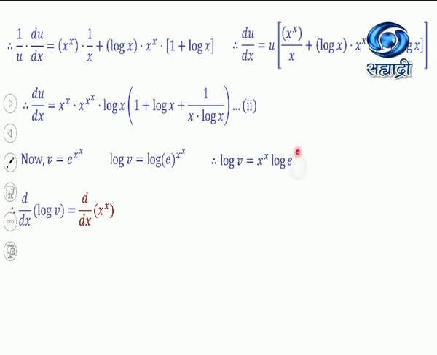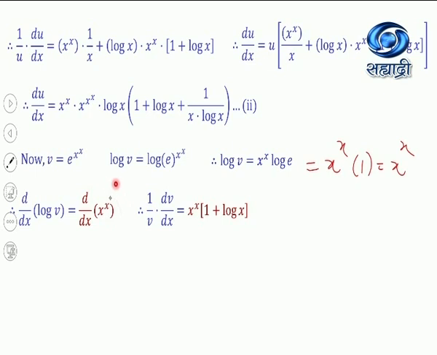Now it becomes x to the power x, and we take the derivative of both sides. We get d by dx of log v equal to d by dx of x to the power x. Here you write log e equal to 1. See here, I will write this step: x to the power x into 1, and that is x to the power x. Then we take the derivative of both sides and we write this step. And now the derivative of log v is 1 upon v into dv by dx.